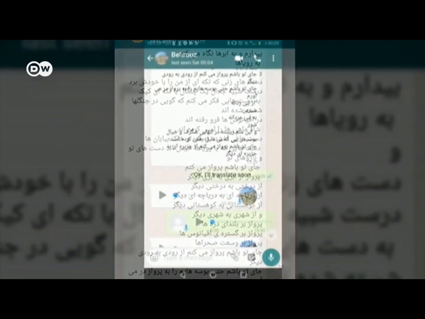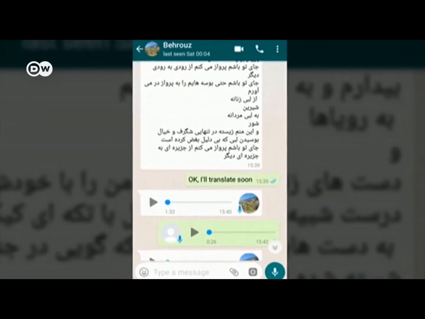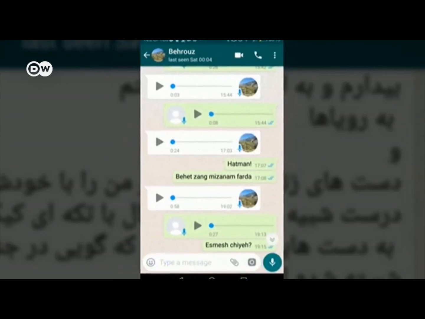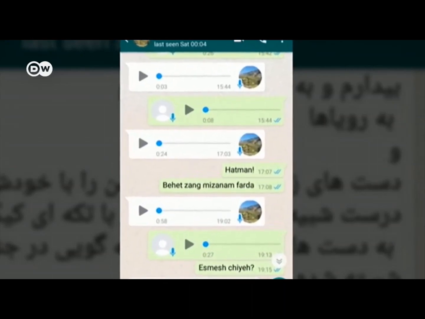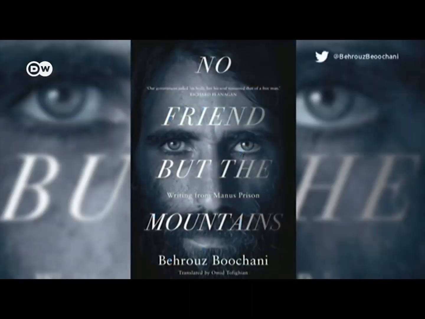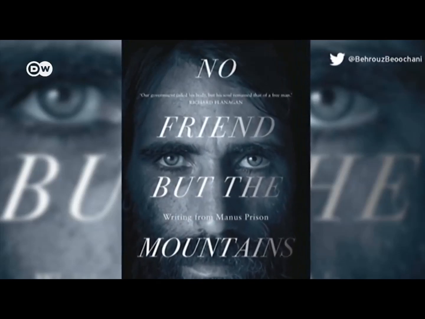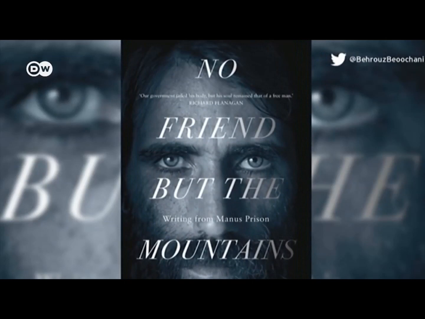These screenshots were sent to us by the translator Omid Tofighian. Boochani was worried guards would take his writing, which is why he just kind of wanted to get it out and send it to his translator as soon as he could. And these texts became this book here. It's called No Friend But the Mountains: Writing from Manus Prison, which Behrouz Boochani himself describes as the product of years of imprisonment and systematic torture, both on him and other refugees.